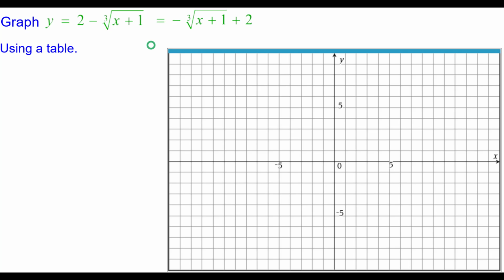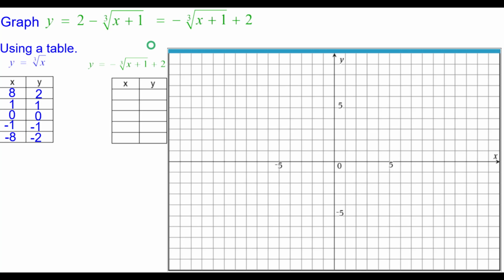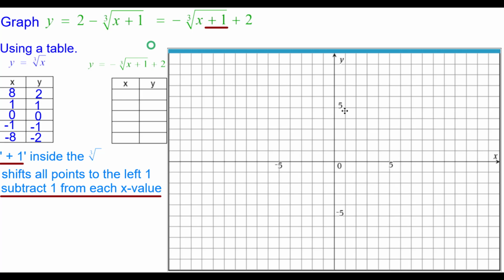Second way, using a table. These are our 5 values in the normal parent cube root function. The plus 1 is inside the cube root function, so it shifts all points to the left. And to do that means we have to subtract 1 from each x value. So 8 minus 1 would be 7. And then I'll let you go ahead and finish the rest of these x values right here. Press pause and resume when you're ready.